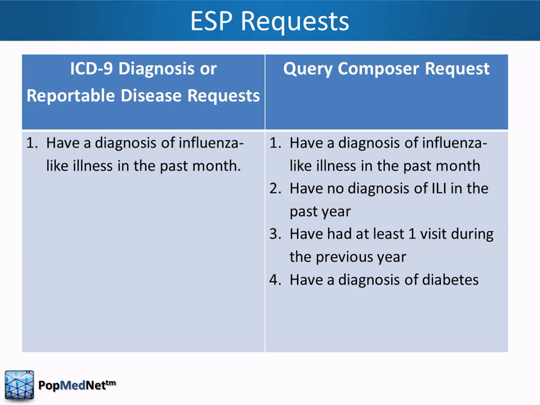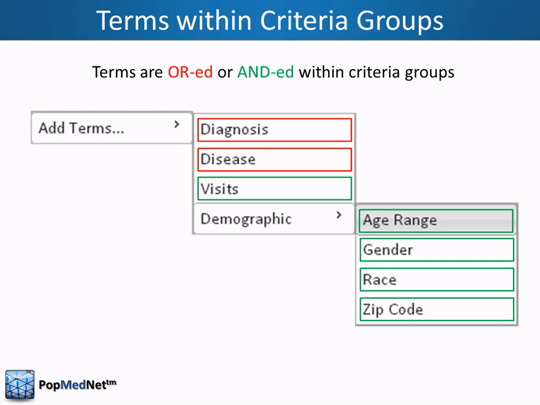For example, with an ICD-9 diagnosis or reportable disease request, I can query for patients who have received a diagnosis of influenza-like illness in the past month. But with a Query Composer request, I can query for diabetic patients who had received a diagnosis of ILI in the past month and no previous diagnosis of ILI within the past year, although they were active in the healthcare system within that period. Criteria groups are determined by the terms within each group.